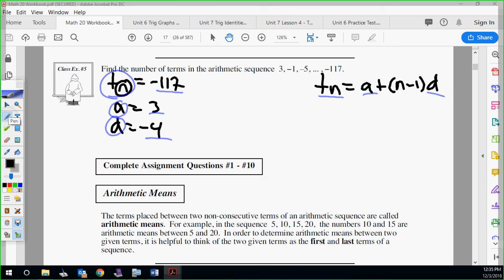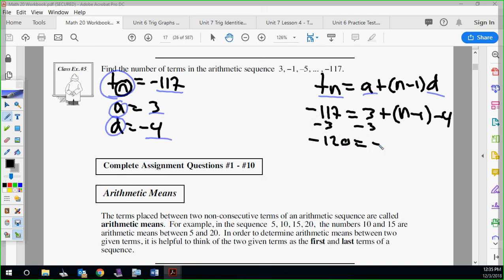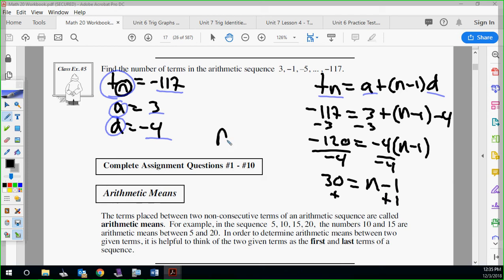So we're going to go -117 for T sub n. We're going to put 3 here. We don't know n. And we know this is -4. And now we solve. So what would you do first to solve? Subtract the 3. So -120 equals the -4 times n minus 1. Now what would you do? I wouldn't distribute. I'd divide the -4 now. -120 divided by -4 is 30. Add 1. You have your answer. n equals 31.